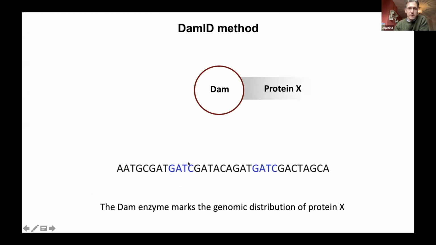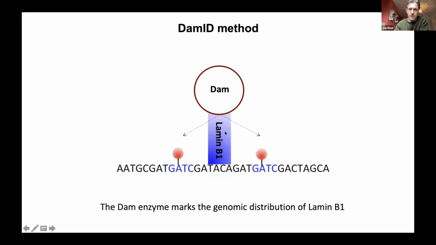This is unique to higher eukaryotes. So in order to understand where your protein of interest localizes to the genome, you fuse DAM to your protein of interest. You express this in vivo, your protein of interest then localizes to the genome, and any DNA in the vicinity of the landing location of your protein will receive this methyl print in the form of this methylation on the GATC. So effectively, you create a blueprint on the DNA of the location where your protein sits.